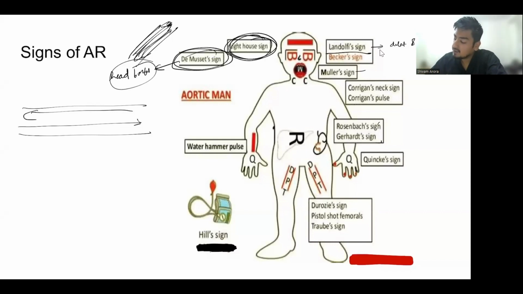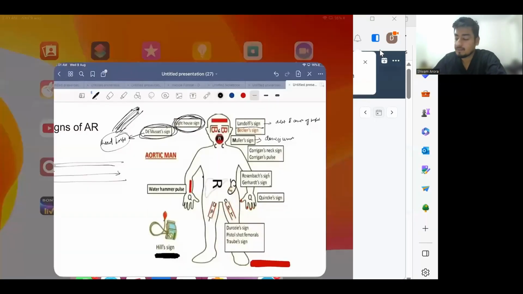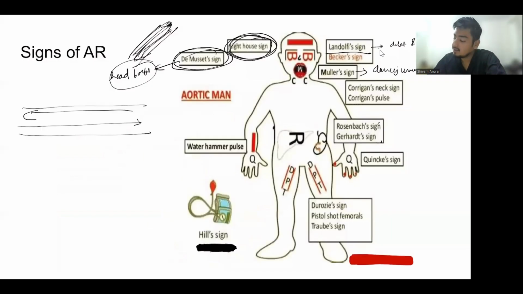Then we have this Müller sign, which is also known as dancing uvula sign. That is, there are pulsations seen in the uvula. Okay. Then we have this Corrigan sign, which is also known as dancing carotid sign, or visible pulsations in the carotid arteries. In abdomen, we have this Rosenbach and Gerhardt sign. Rosenbach sign is palpable pulsations over liver, and Gerhardt sign is palpable pulsations over spleen.